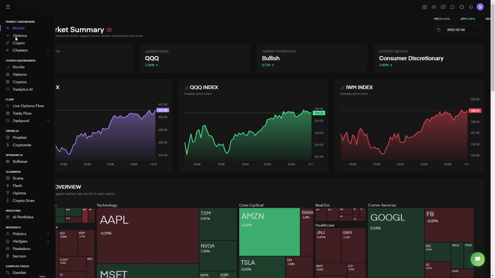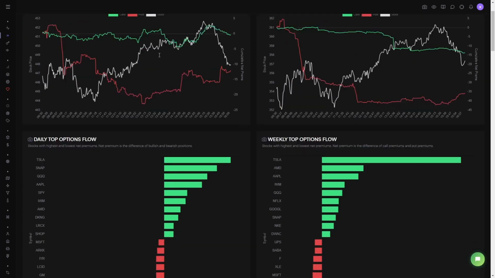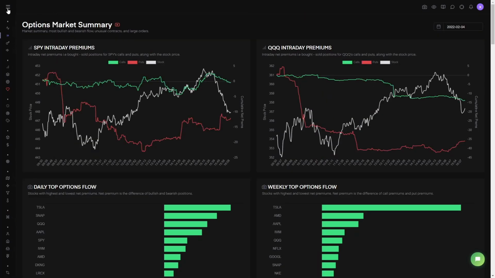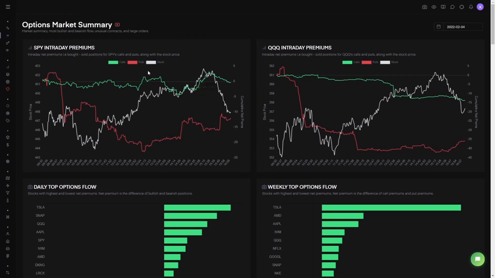Let's go ahead and move on real quick. So this is the option summary page. The option summary is just going to be a quick summary, and you can type in different tickers here at the top. I think because I'm in full screen, I can't do it. Sorry, I'm thinking about the wrong page. Options market summary. So this is going to still be about SPY and QQQ. You can see calls are being bought.